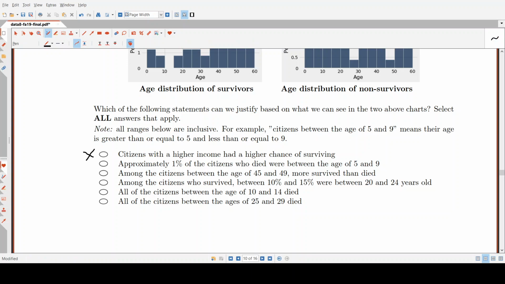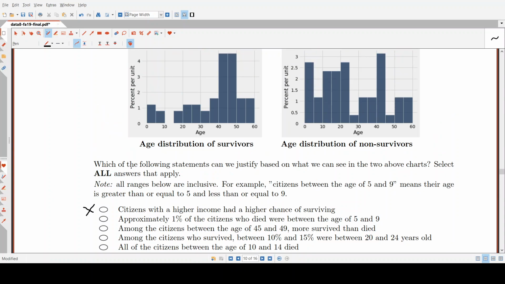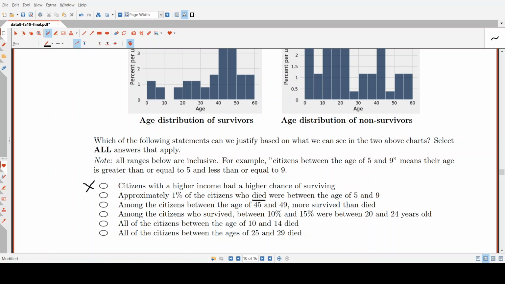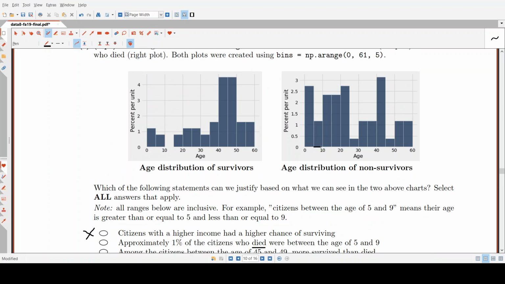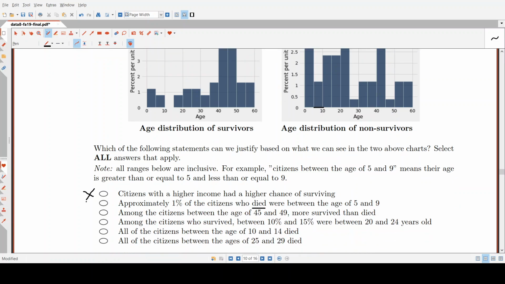The second is that approximately 1% of the citizens who died were between the ages of 5 and 9. So we can go to the non-survivor histogram and look at this bin right here from age 5 to 9. So the area of our histogram bar is the width, which is 5 years, multiplied by the height, which is about 1%. So 5 times 1 is about 5%. So no, this is not true. The percentage of the citizens between the ages of 5 and 9 who died is more than 1%.